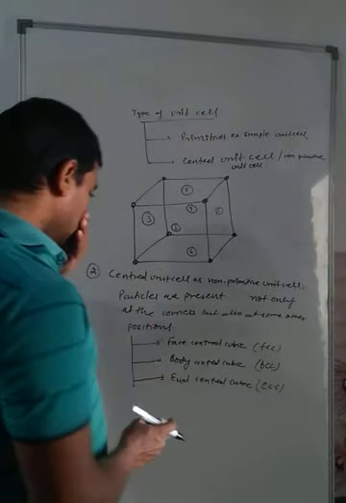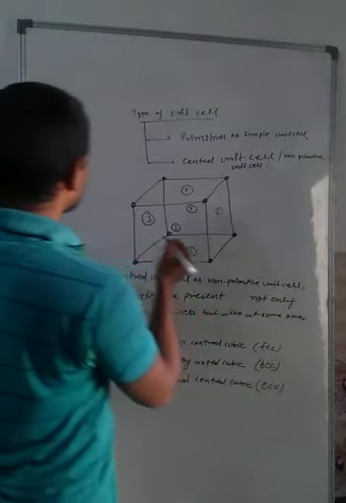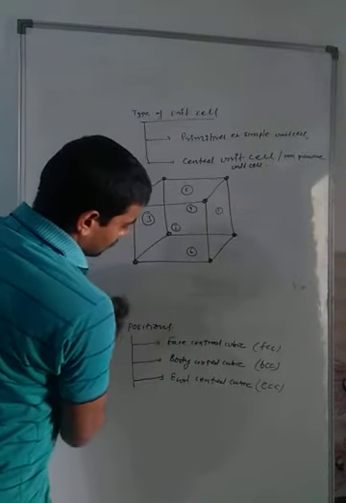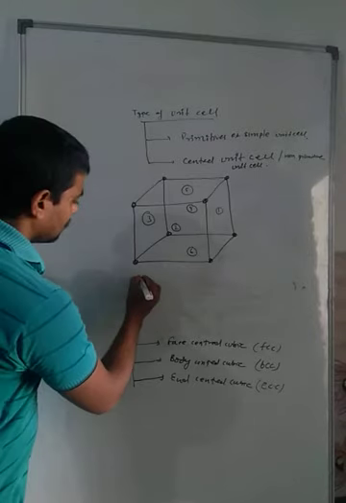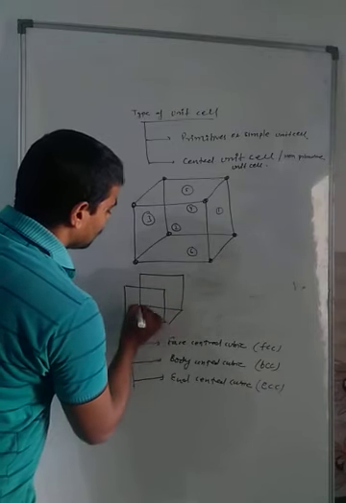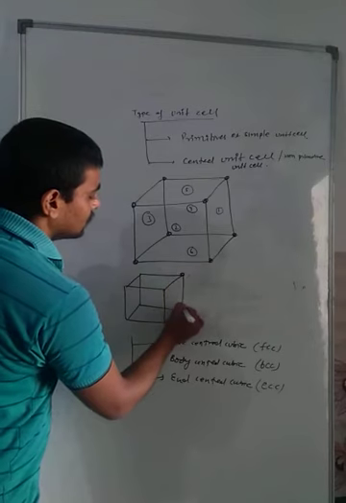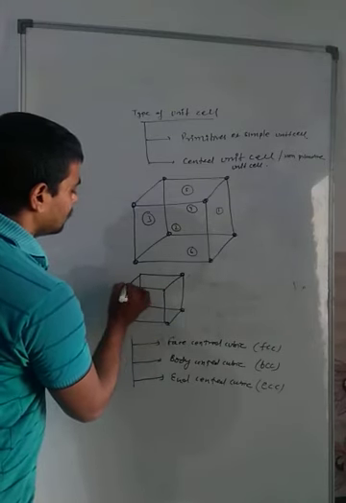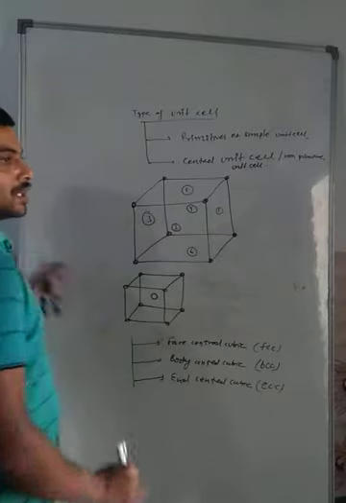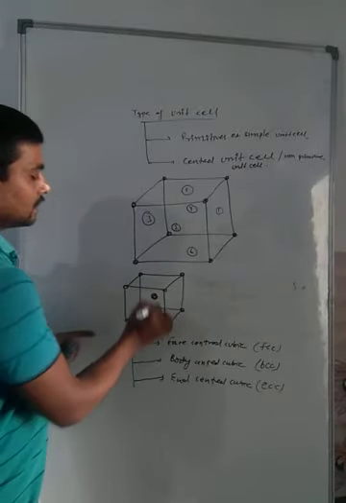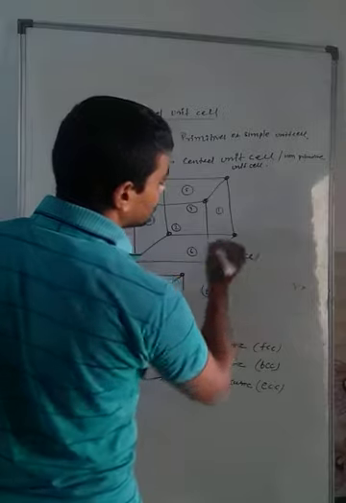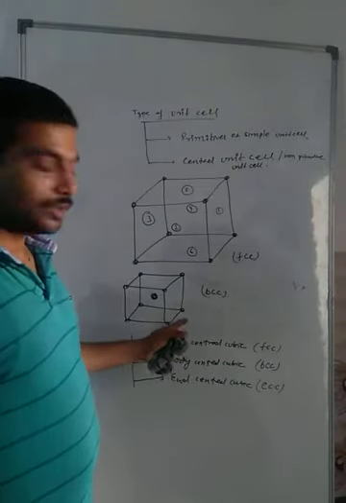The next one is body centered cubic, BCC. Here I am trying to draw the BCC diagram. Atoms are present at all the 8 corners as well as the center of the unit cell. It means 1, 2, 3, 4, 5, 6, 7, 8, and as well as the center. This is the center point of the cubic unit cell, and an atom is present at this point. This is called BCC, and this one is FCC, face centered unit cell. This one is the body centered unit cell.